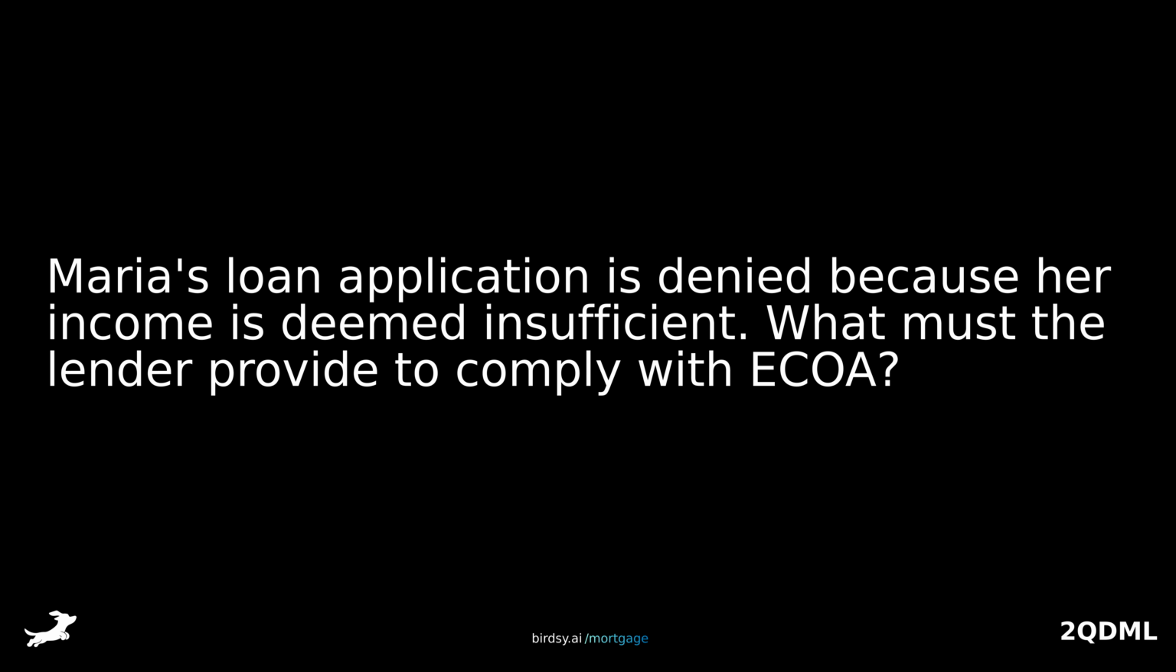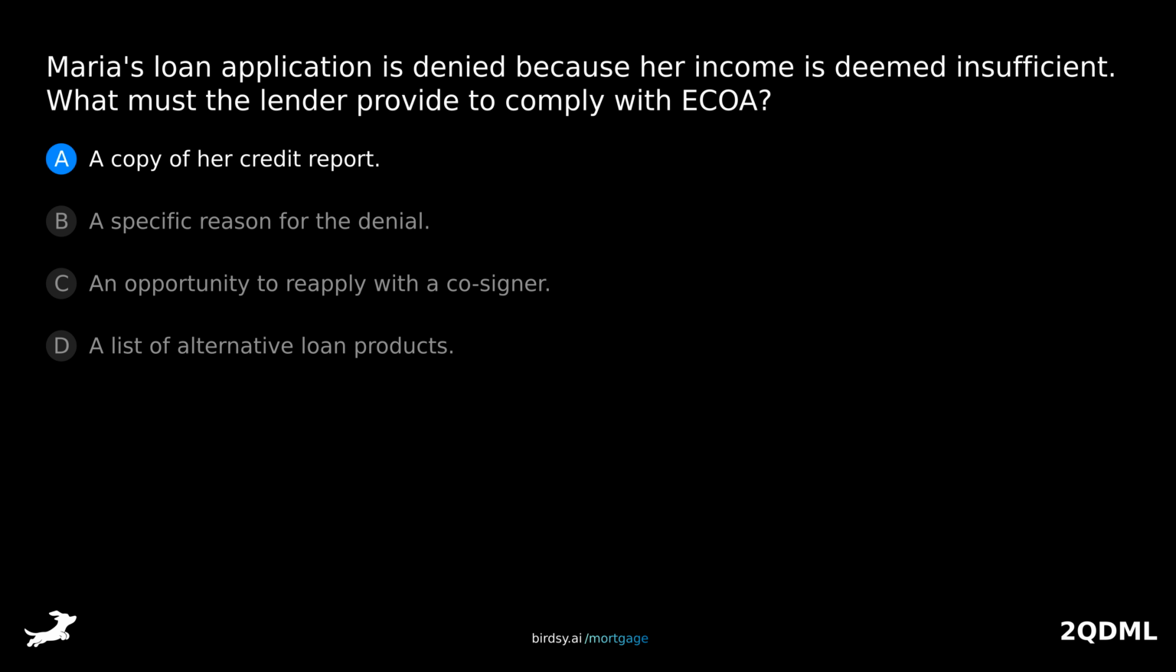What must the lender provide to comply with ECOA? Is it A, a copy of her credit report? B, a specific reason for the denial? C, an opportunity to reapply with a cosigner? Or D, a list of alternative loan products?